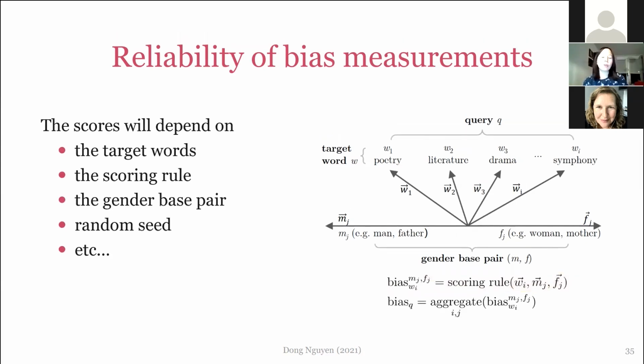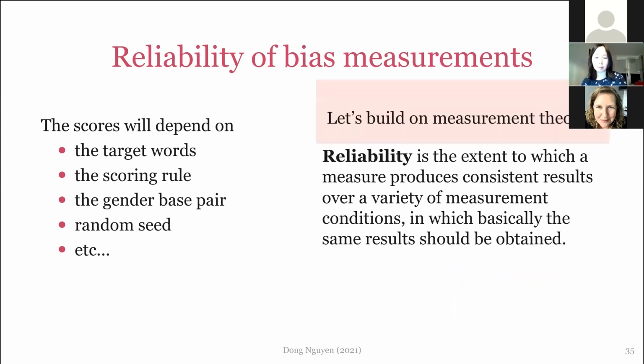And so you'll see that to calculate gender bias, you actually need to make many different decisions, right? What kind of target words do we need to use? What kind of scoring rules do we need to use? How do we actually measure the similarity? Which words do we use as gender base pairs? And we even see, and this has been shown by many studies, that even if you have exactly the same data set and the same algorithm, the results might still vary based on how the word embeddings were initialized. So there's a bit of a random component there as well. And so the final scores that you get will depend on many different factors.